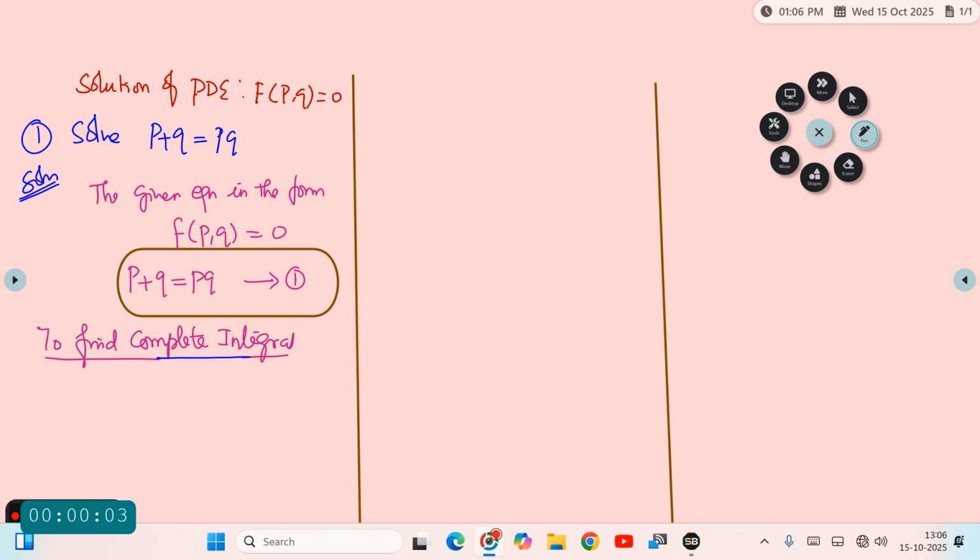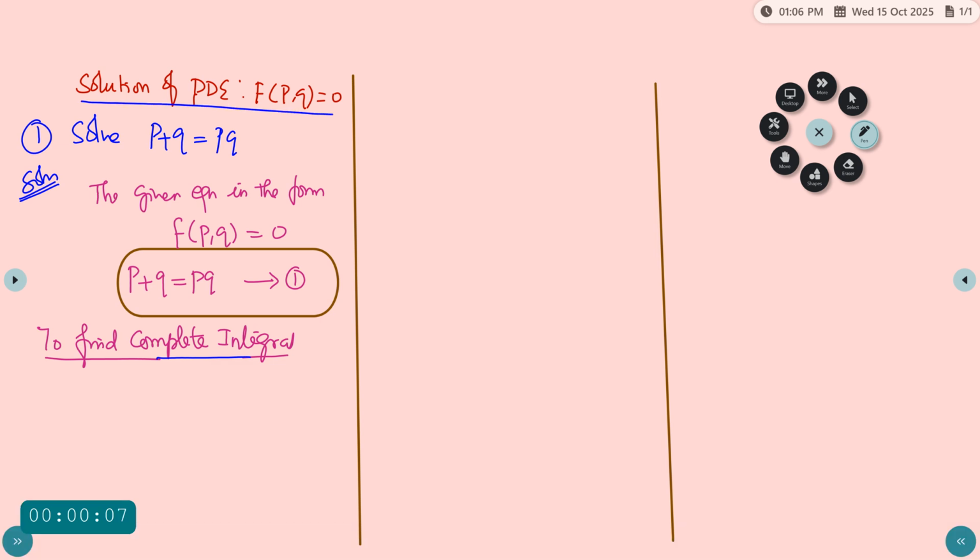Hi everyone. In today's class, we are going to discuss the solution of PDEs in the form f of p comma q equal to 0. Keep it in mind, the partial differential equation is in the form f of p comma q equal to 0. That is, the PDE is purely in terms of p and q.